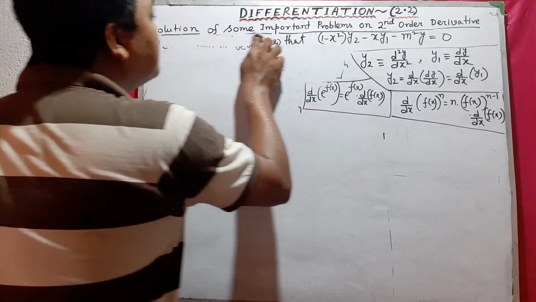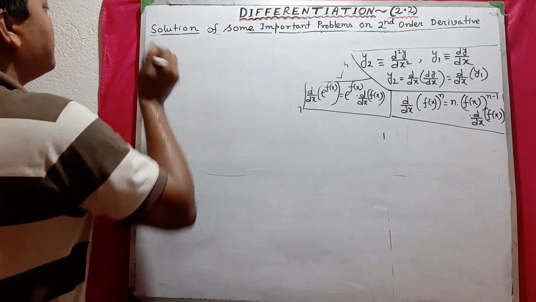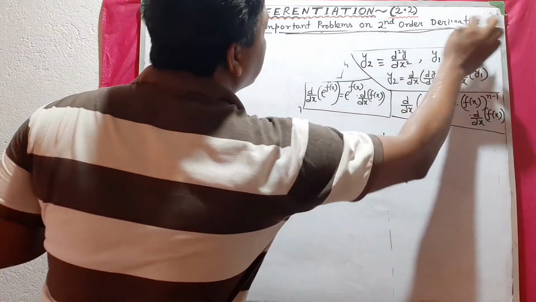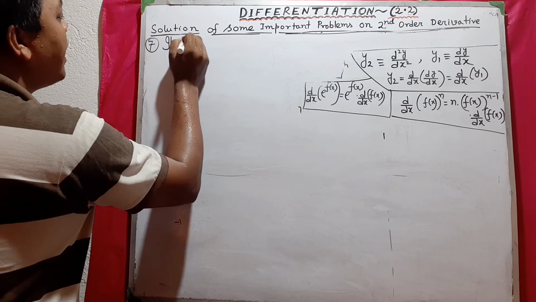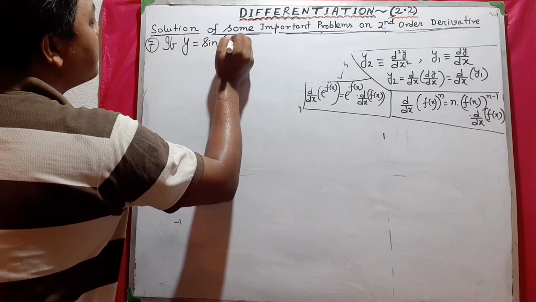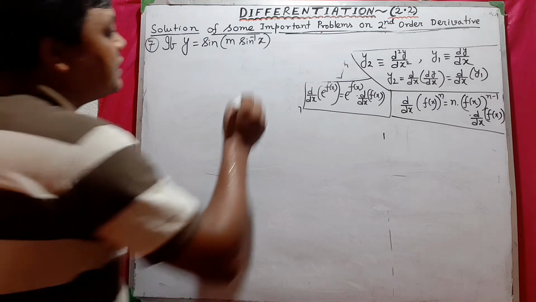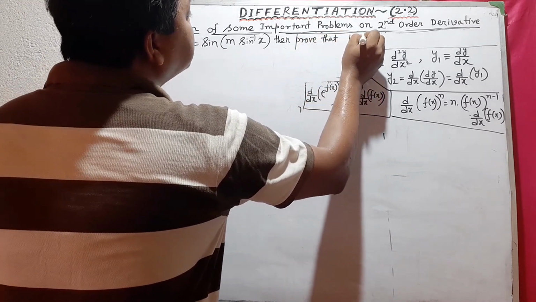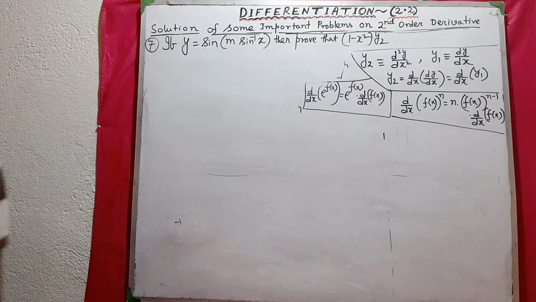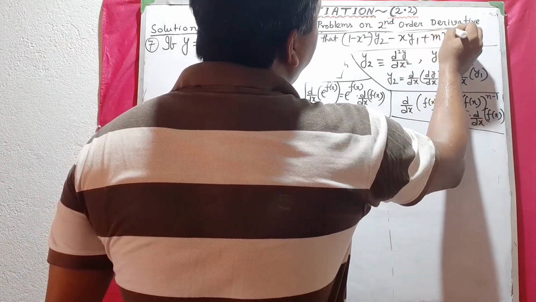Problem number 7. If y equals sin(m sin inverse x), then prove that (1 minus x square) into y2 minus x y1 plus m square y equals 0.